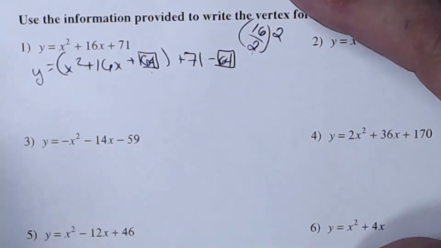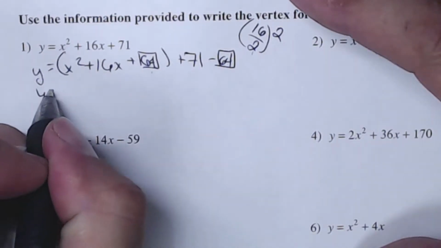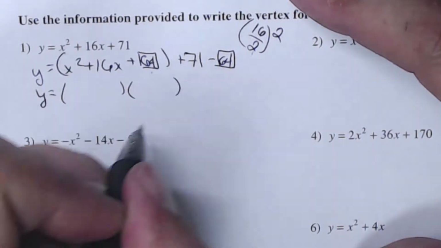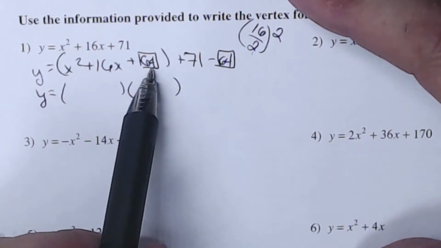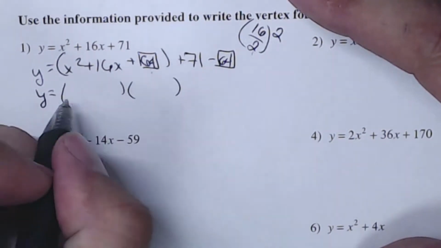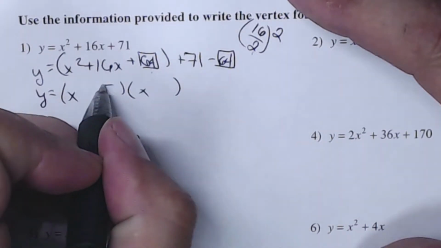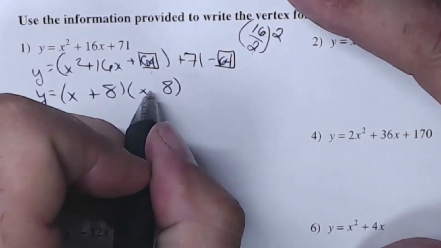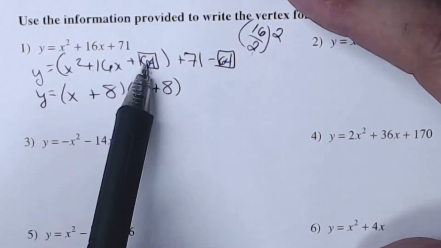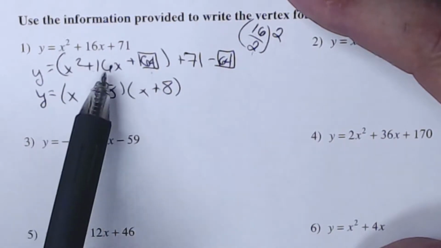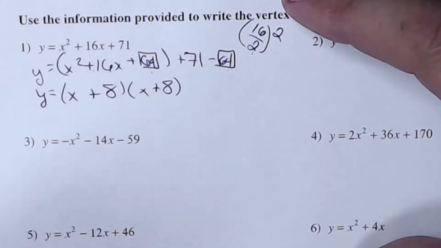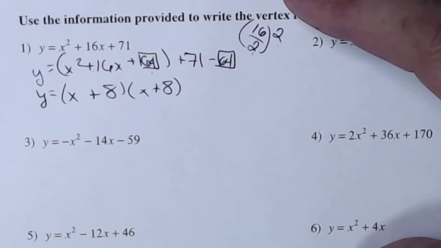Now I need to factor the stuff in parentheses. So I have y equals, well, what multiplies to get me 64 and adds to get me 16? That is going to be 8. And I know these are pluses because that's what multiplies to get me the positive 64 and has to give me a positive 16.